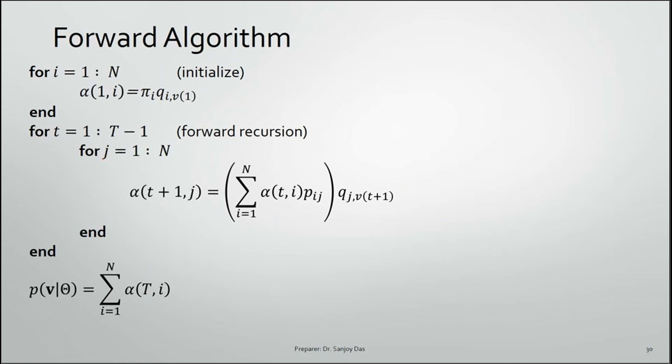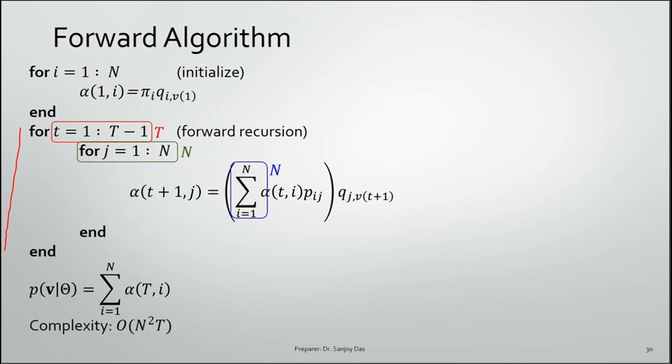So what's the algorithm complexity? The for loop will concentrate on this main algorithm. The for loop iterates T times, and the inner for loop here iterates n times, the number of states. And this summation is also carried out n times. So the complexity of the forward algorithm is order n squared T.